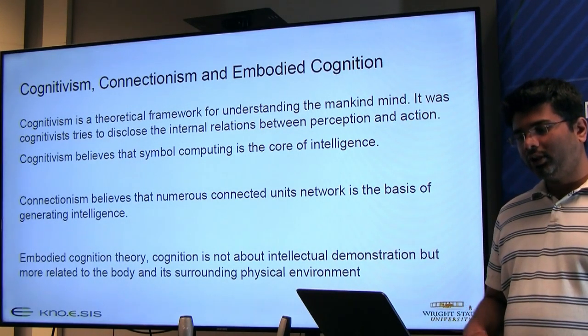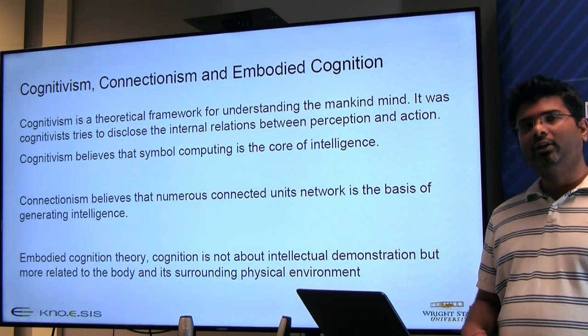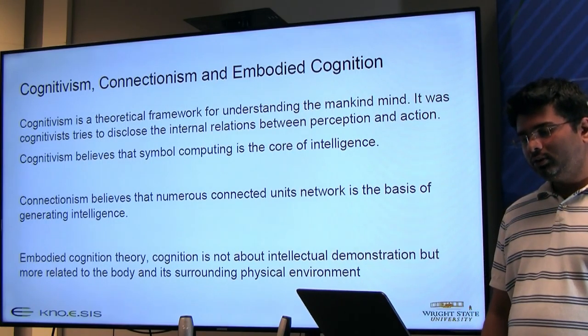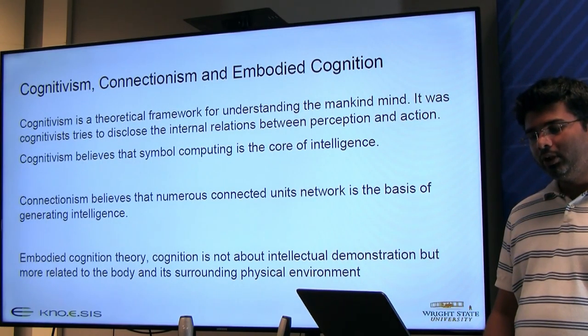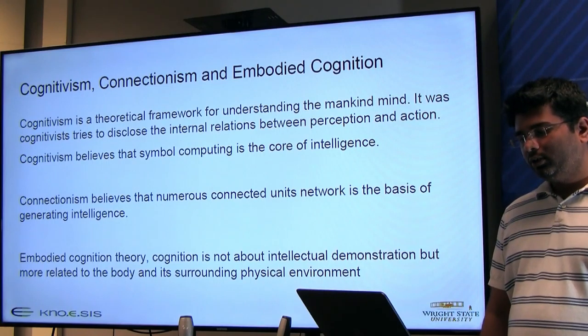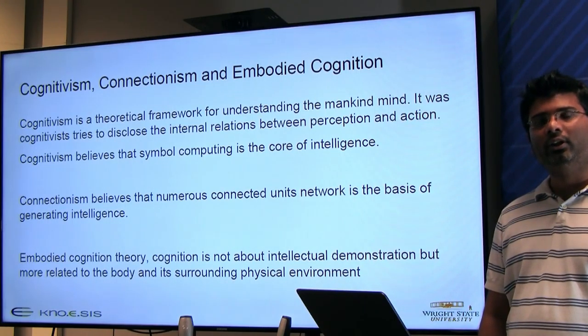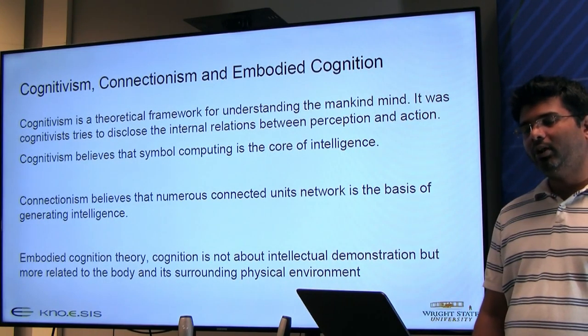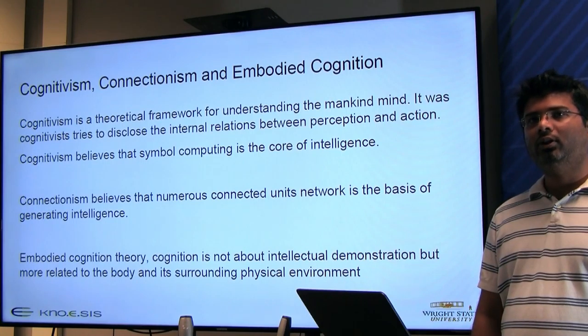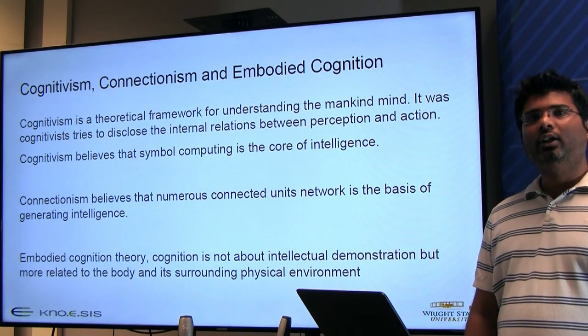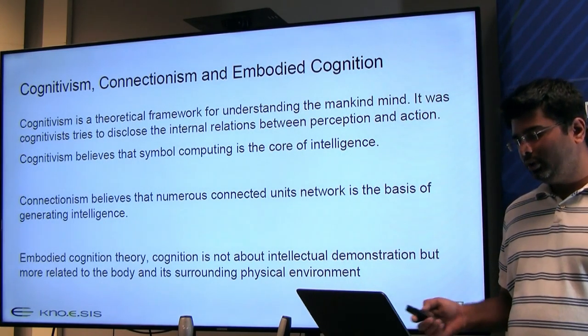So, coming to connectionism, we can take an example of a neural network. And going to embodied cognition theory, which is more about reacting as per your surrounding environment. And all these three will keep coming back and forth in the design and architecture of the AV.